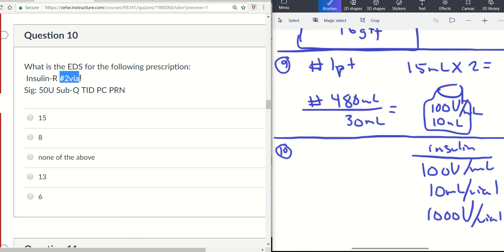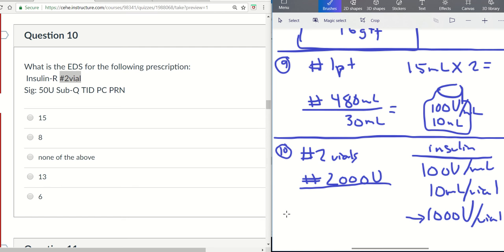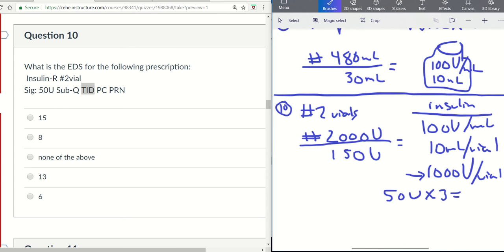So in number 10, how many units do we have from 2 vials? How many units is that? 2 vials. How many units per vial? So you get 2,000 units. How many units do they use in a day? TID is how much? 3 times a day. So that's a total of 150 units in a day. Make sure you round down for EDS.